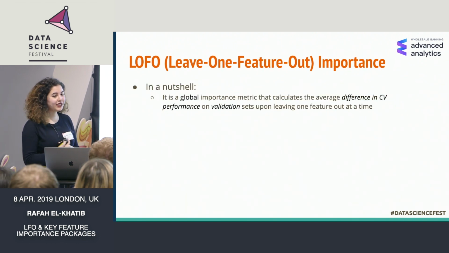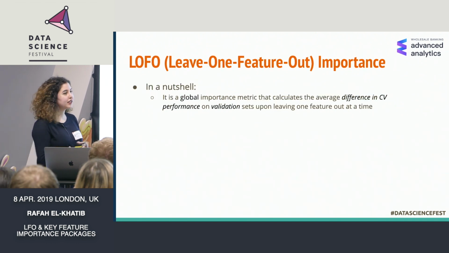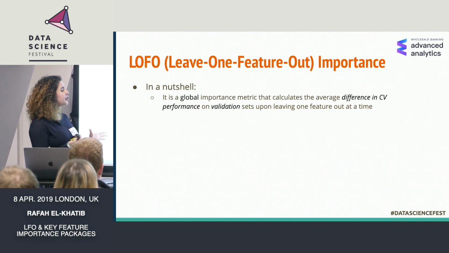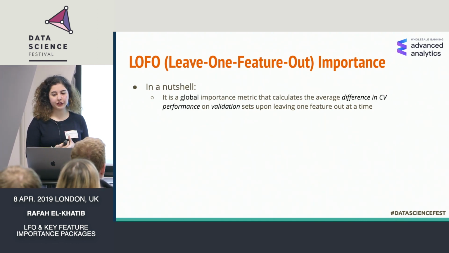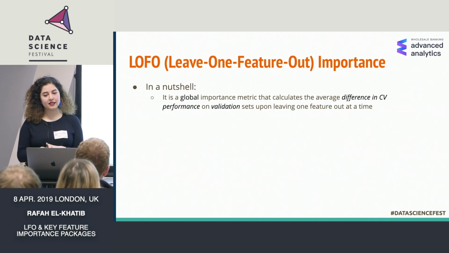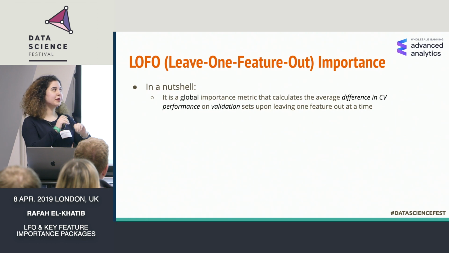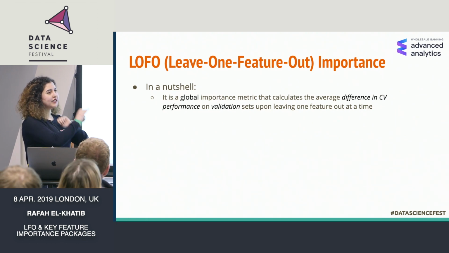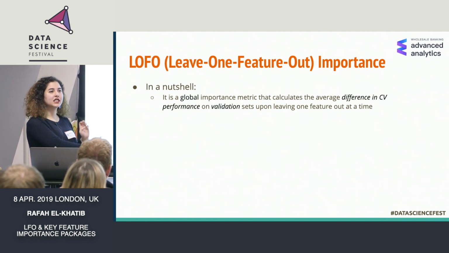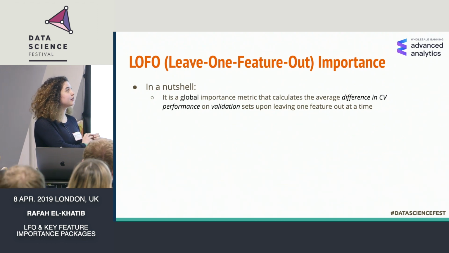So, leave one feature out importance. This is what we developed. In a nutshell, it's also a global importance metric. What it does is it calculates the average difference in the cross-validated performance on validation sets upon leaving one feature out at a time. So I'm going to repeat this, but anyway, it combines ideas from what we've seen. It still has some problems, but I'll also go through that.